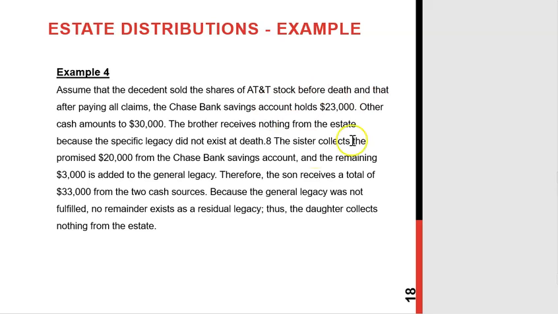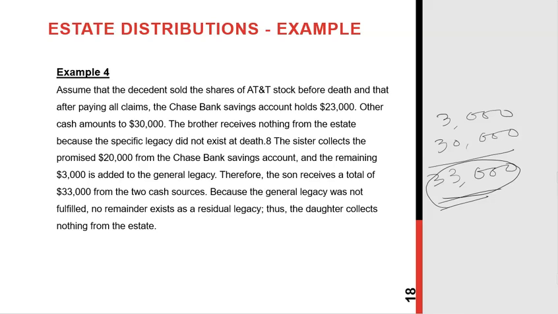Now from the Chase Bank account there will be $3,000 remaining, and we also have $30,000 in other sources. So this entire amount will be treated as a general legacy and the son will be given that $33,000. Remember, the son was entitled to get $40,000, but he is getting $33,000. Since the son didn't get up to $40,000, there is no remaining property or residual amount to pay the daughter, who was supposed to receive it as a residual legacy.